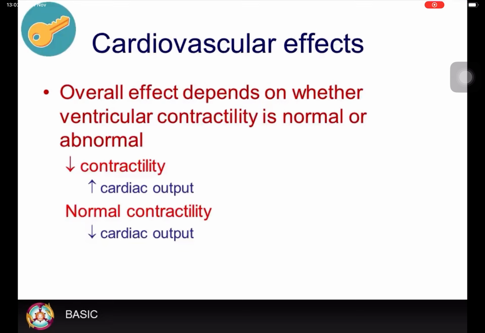Decreasing preload and decreasing afterload have opposite effects on cardiac output. The overall effect depends on whether ventricular contractility is normal or abnormal. If the patient has decreased contractility, as is common in critically ill patients, cardiac output is increased by mechanical ventilation. If the ventricle has normal contractility, then cardiac output tends to fall with positive pressure ventilation.